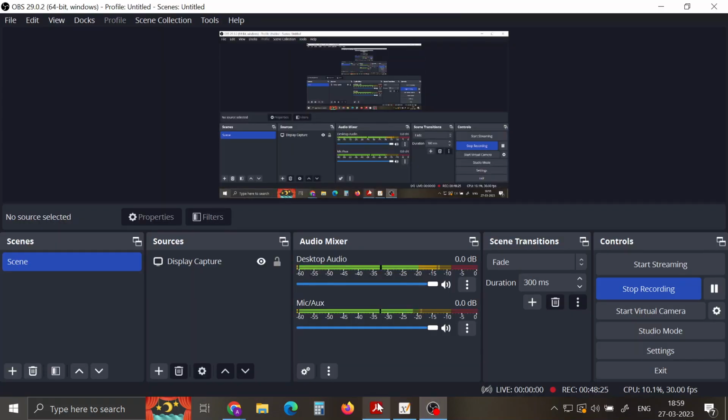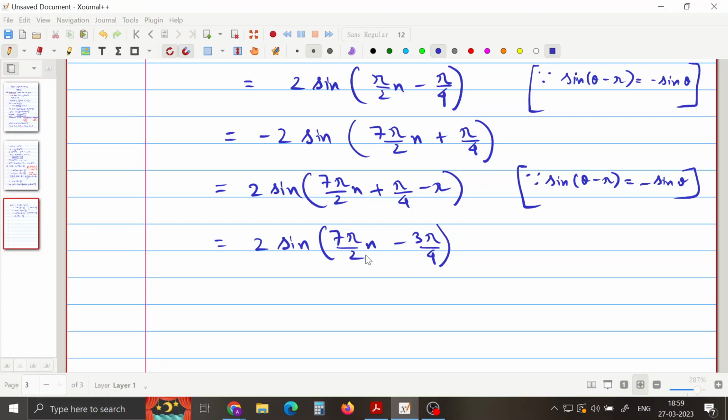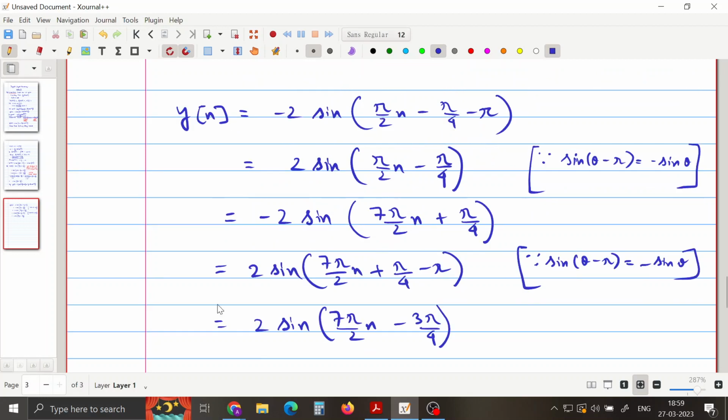Once again, tell me the last 2 steps, sir. Yes, the last 2 steps. Okay, you mean minus sine of 7 pi by 2 n plus pi by 4 is equivalent to 2 sine of 7 pi by 2 n minus 3 pi by 4, the previous step. So the next step you have given us, in order to change that to sine theta, you have added minus pi, sir. So you are having doubt in this step, or which one? The last but one, this one.